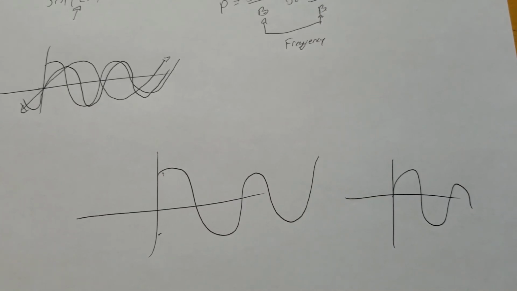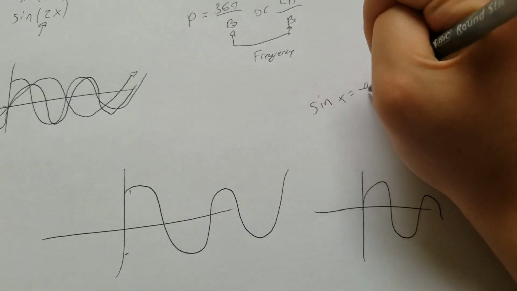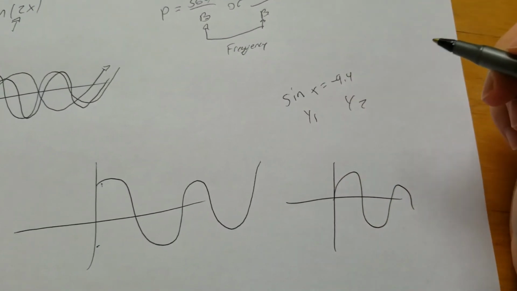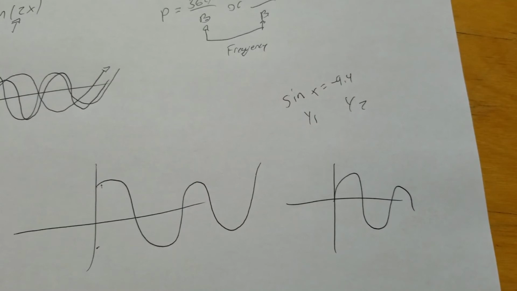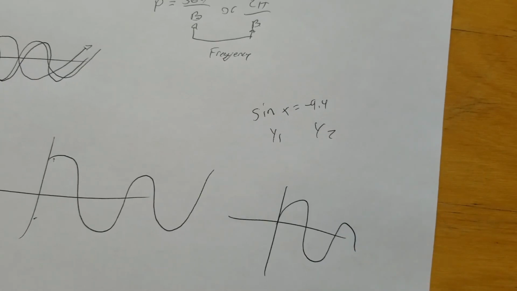So what you have to do, solve something like sine x. You just plug this into y1 and y2, and you just set it to intersect. You just trace the intersect and then write them down as the solutions. Okay? It's pretty simple.